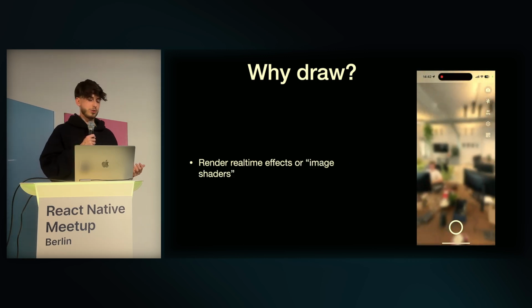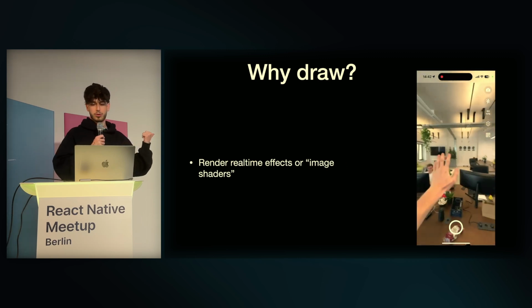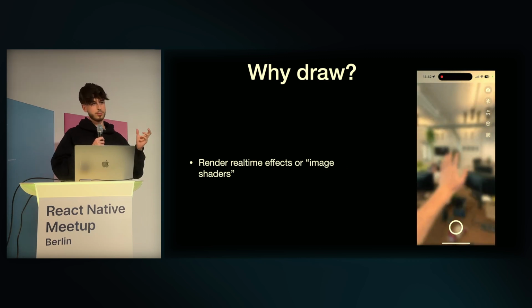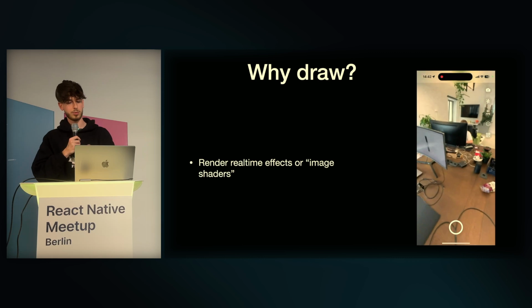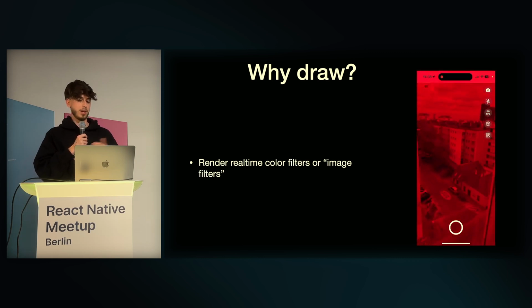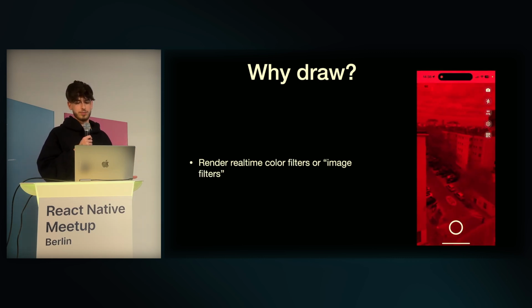You might want to render some real-time effects. In this case, I'm doing a blur filter where it just gradually blurs the image and removes the blur again. Maybe color filters. In this case, it's just a reddish look color filter.